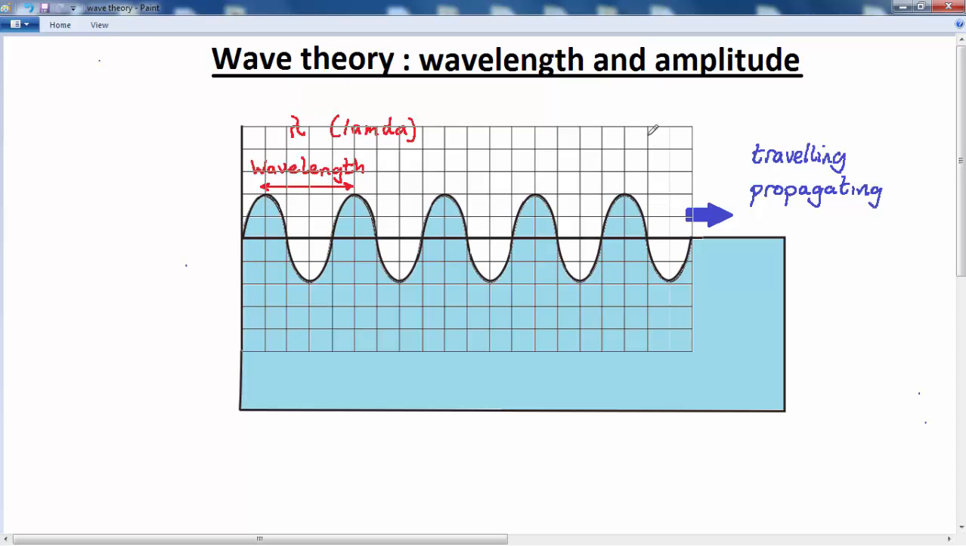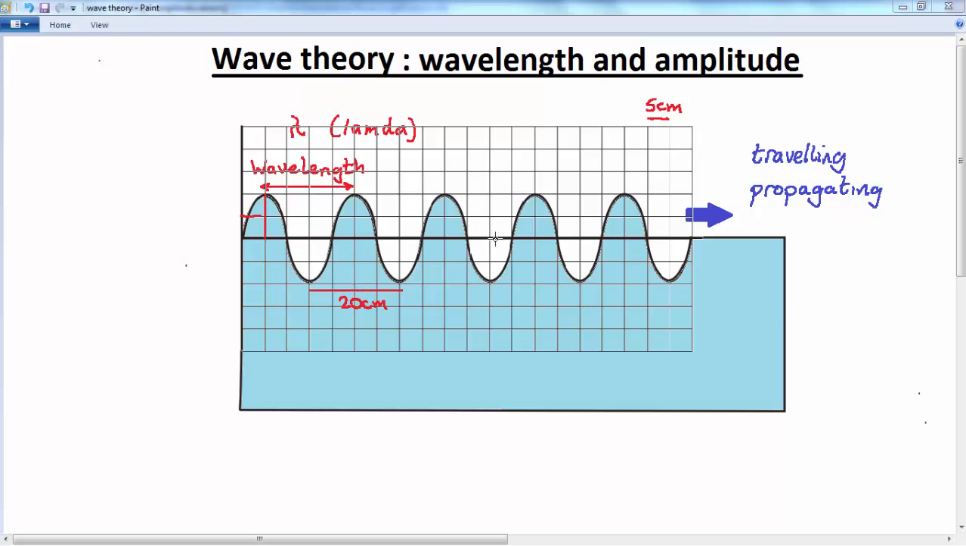So let's measure the wavelength by putting a grid on top of the wave. Let's just assume, for the sake of argument, that each of these squares represents 5 centimeters. So that means the wavelength of the wave is 4 times 5, that's 20 centimeters.